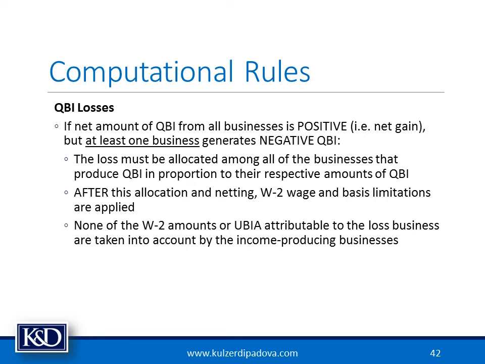The proposed regs provide that you allocate the loss from one business among the income businesses in proportion to their respective QBI amounts. Once you've done this allocation, then you apply the wage and basis limitations without taking into account any of the W-2 or basis amounts attributable to the loss business.